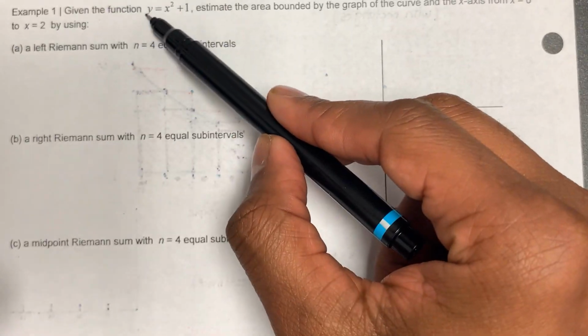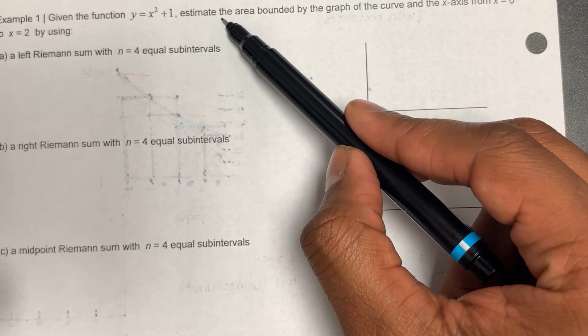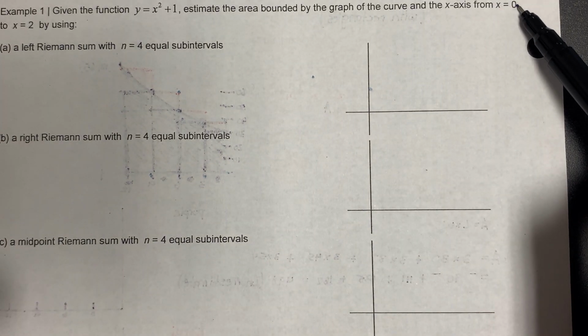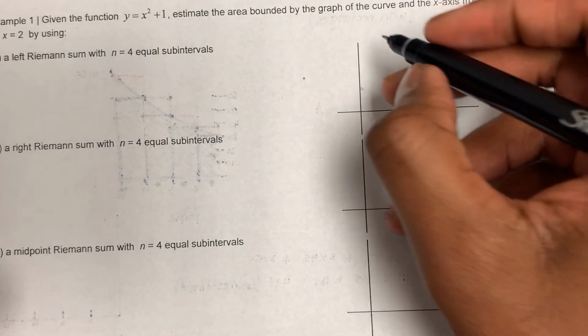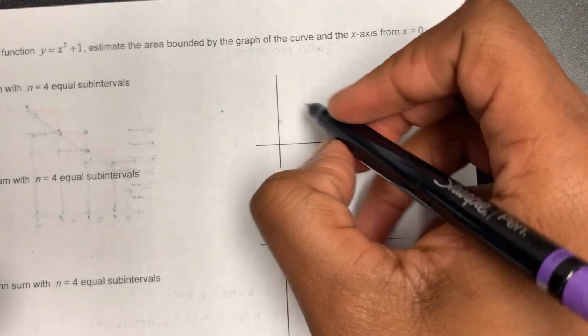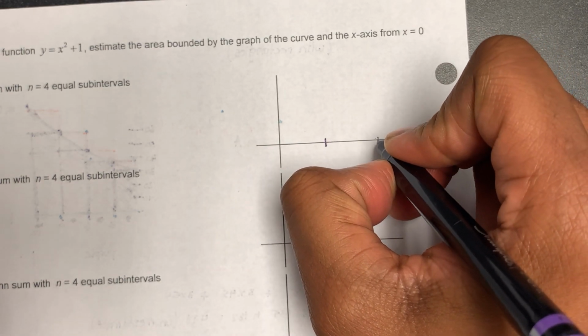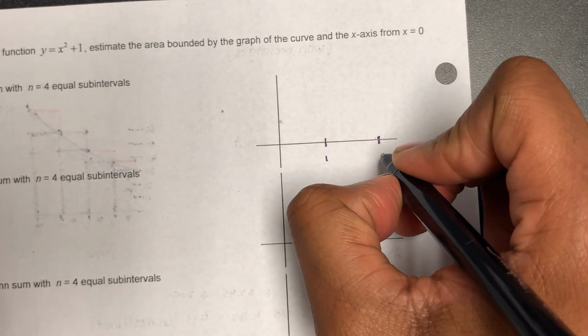On the back, we have the function y equals x squared plus 1, and we want to estimate the area bounded by the graph from x equals 0 to x equals 2. So let's see. We'll say this is 1 and this is 2.